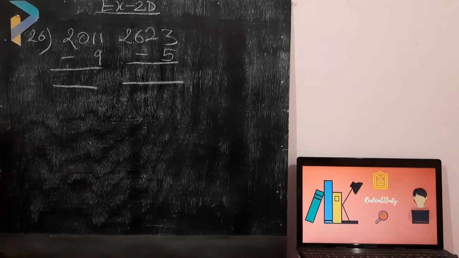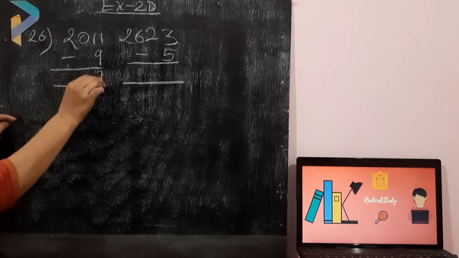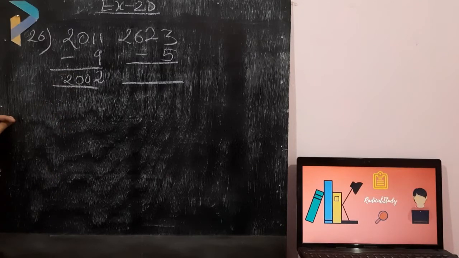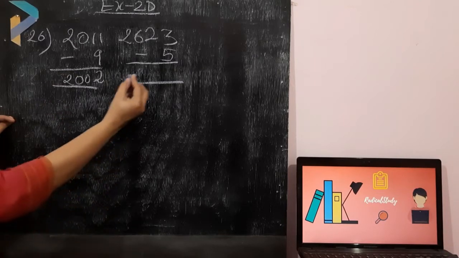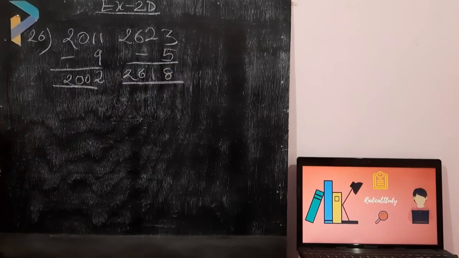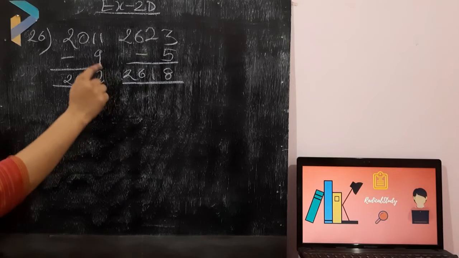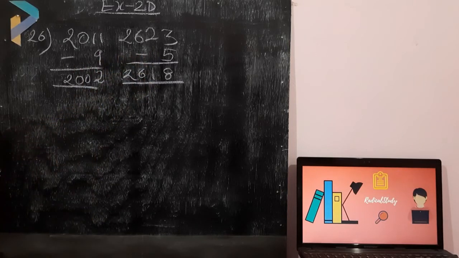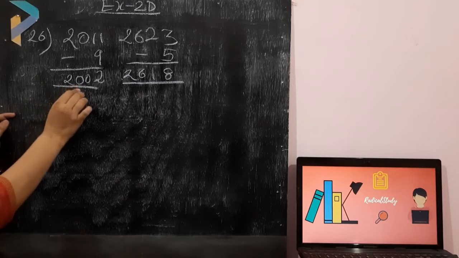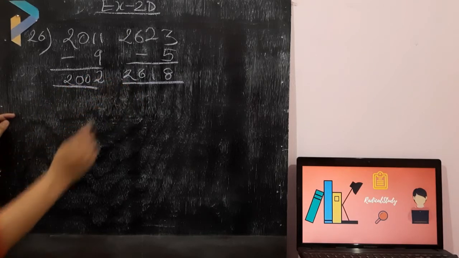Okay students. Now 2011 minus 9 will be 2002, right? Now 2623 minus 5 will be 2618. Now we have got the numbers. अब ये जो दो नंबर्स रिमाइंडर्स को माइनस करने के बाद हमें मिले हैं, we have to find out the HCF of these two numbers. So I will start it for you students. So which number is smaller between these two?